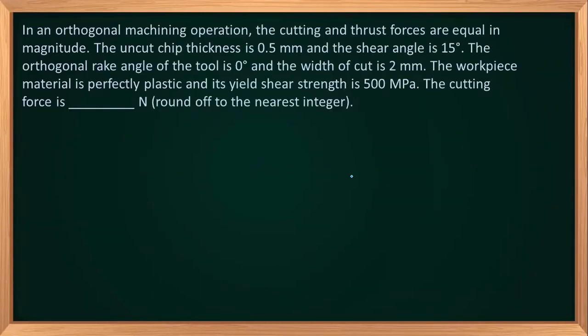Orthogonal machining operation. Yes. In the orthogonal machining operation, cutting force and thrust force are equal in magnitude. So Fc is equal to Ft. Uncut chip thickness is 0.5 mm. Shear angle is 15 degrees, not mm, phi is equal to 15 degrees. The t will be equal to 0.5 mm. The orthogonal rake alpha is equal to 0. Width of cut, b, will be equal to 2 mm.